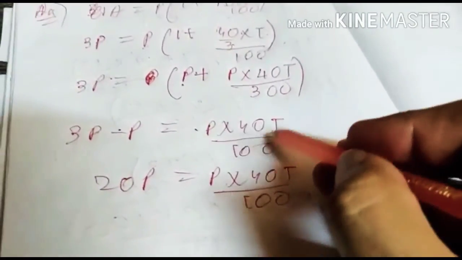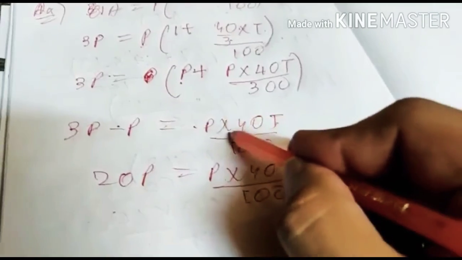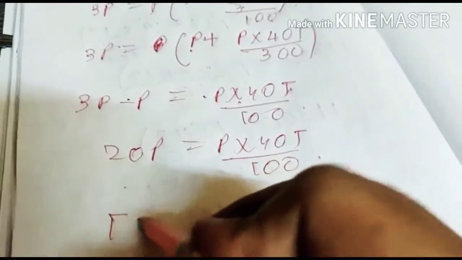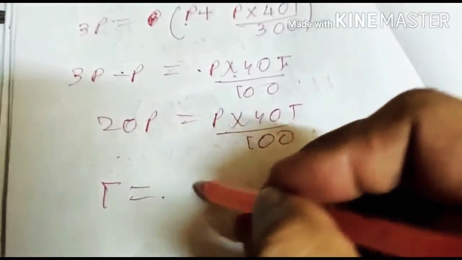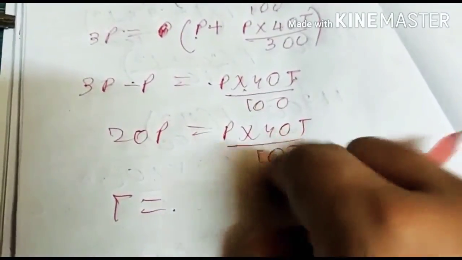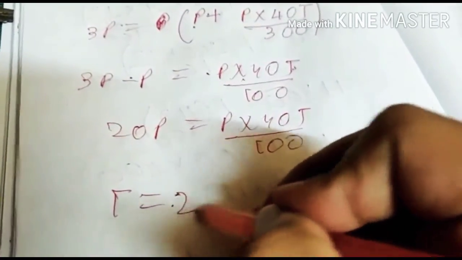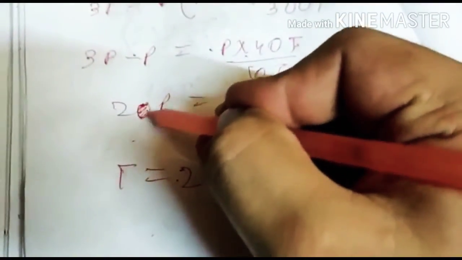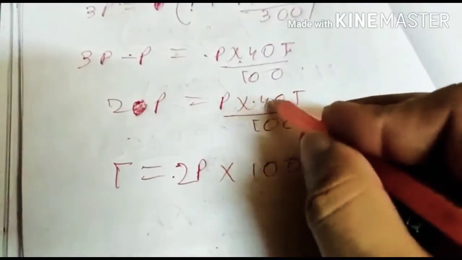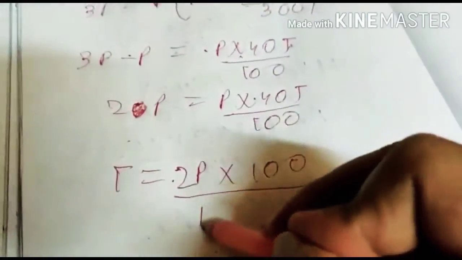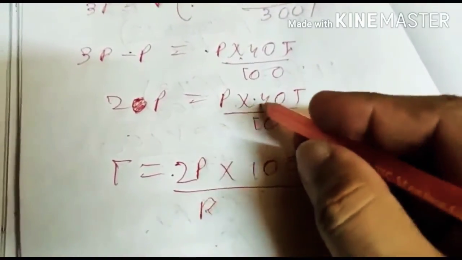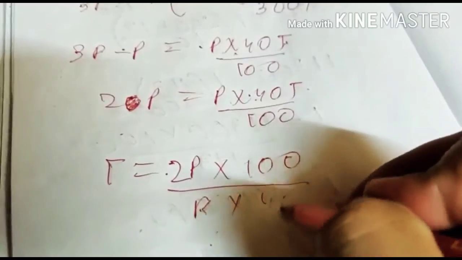What we have to find? We have to find t. Even though p is unknown, we have to concentrate on t. So we'll keep t here. t is equal to, we will not move t. This 100 is in divide, so it will go in multiply: 2p into 100. This p is in multiply, so it will come in divide. This 40 is in multiply, so it will come in divide.